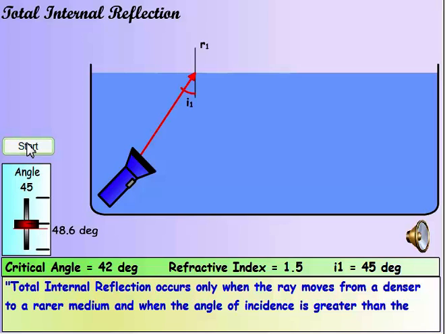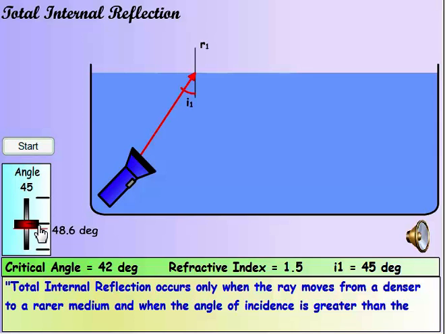When a ray of light from a denser medium enters a rarer medium, it refracts such that the angle of refraction is greater than the angle of incidence. Now, if you keep increasing the angle of incidence, you will reach a stage where the angle of refraction will be 90 degrees. The angle of incidence for which the angle of refraction is 90 degrees is known as the critical angle. If you now increase the angle of incidence, the ray does not refract out, but instead reflects back into the denser medium. This phenomenon is called total internal reflection.